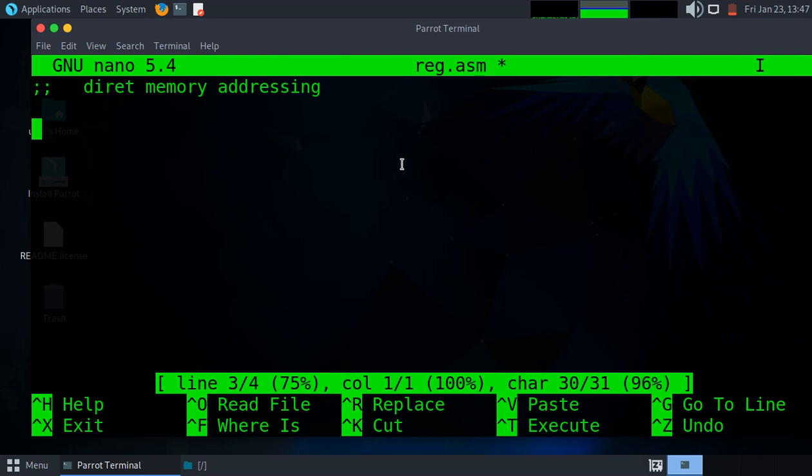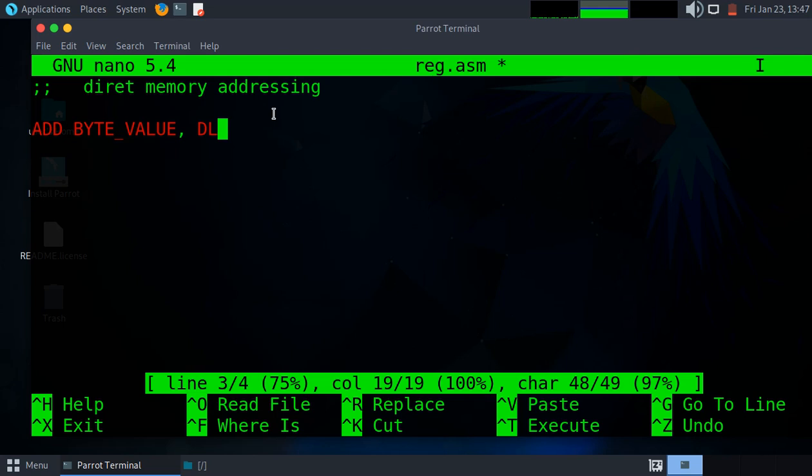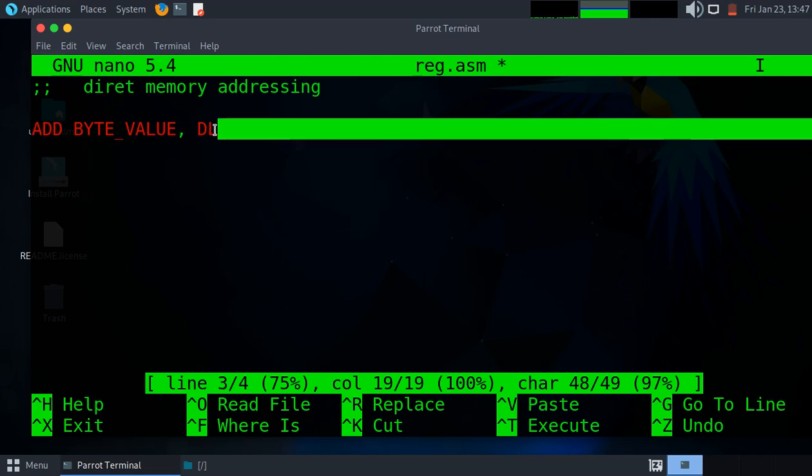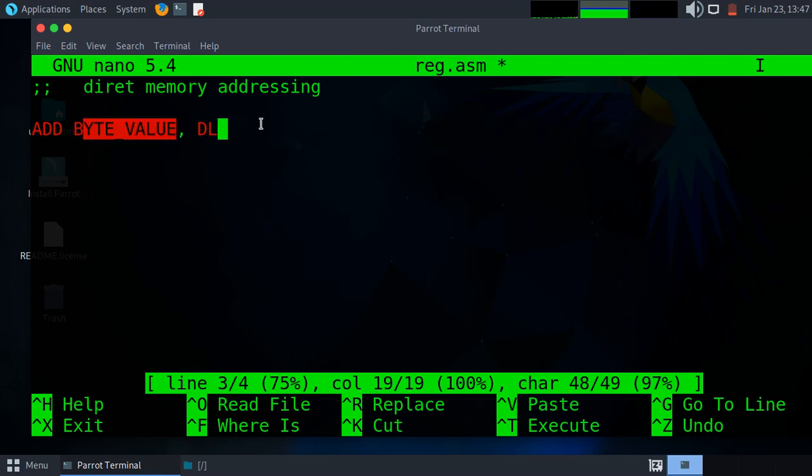Let's take a look at this example right here. If we have AND, let's use upper case, and then we can have, for example, a byte value, and then DL. This one adds the register in the memory location. So here we are adding a register in the memory location.